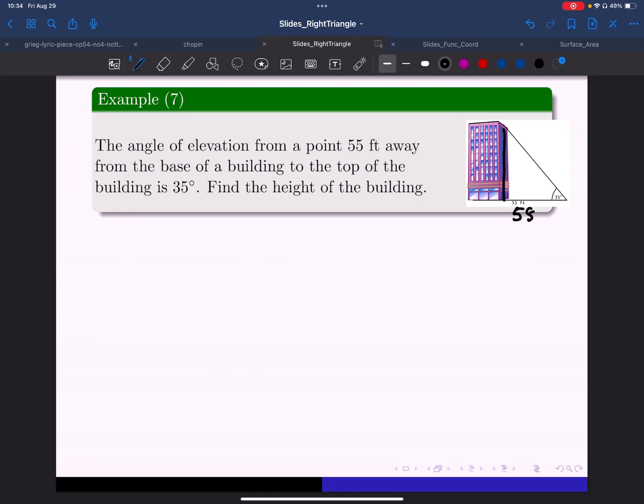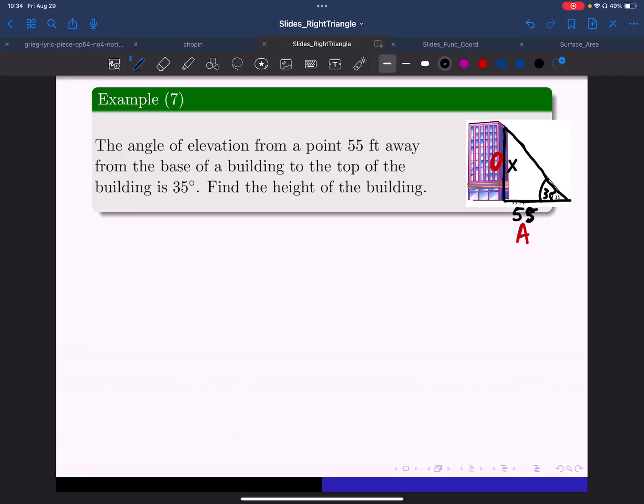Here is my triangle, and the angle is 35 degrees right here. And we are looking for this x. So first we need to label the sides regarding this angle. This would be my opposite, and this would be my adjacent. So this side is opposite and this side is adjacent.